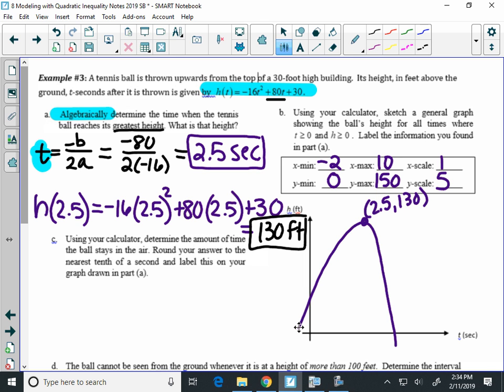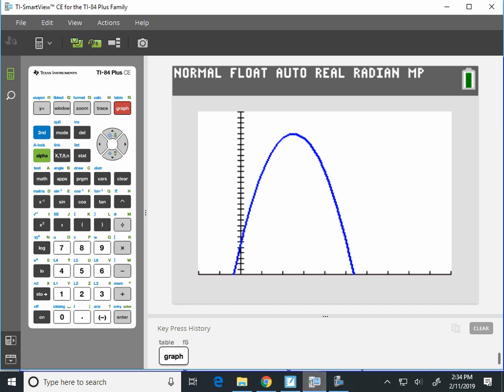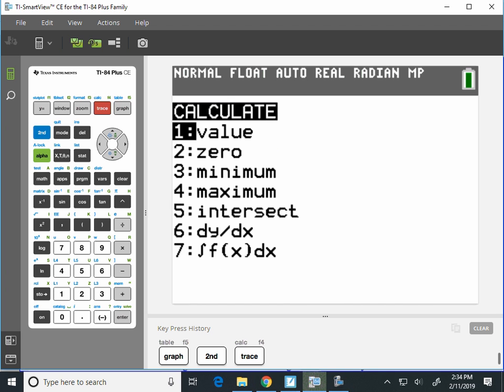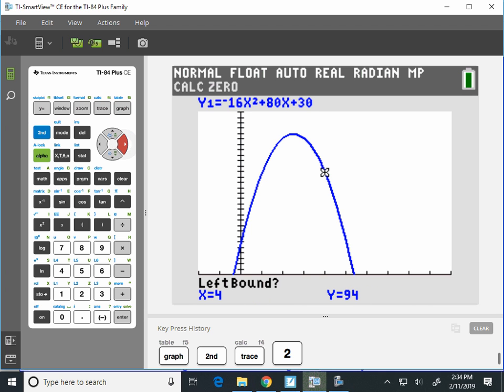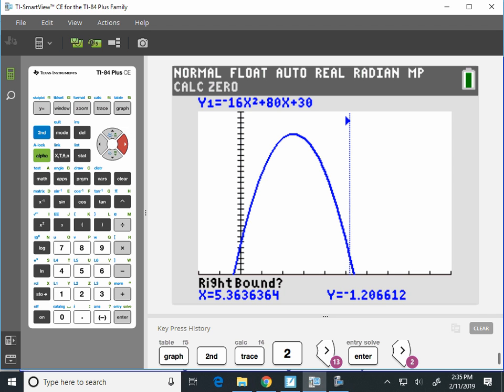Now it says, using your calculator, determine the amount of time that the ball stays in the air. That means what you're looking for is the x-intercept. Where does the ball come down and land on the ground? So the way we find the x-intercept on the calculator is by second trace, option 2, zero. I'm going to take this cursor all the way down. Here we find a value above the axis, then below. We hit enter and guess, and we get about 5.4.